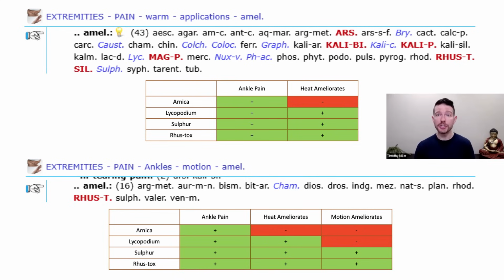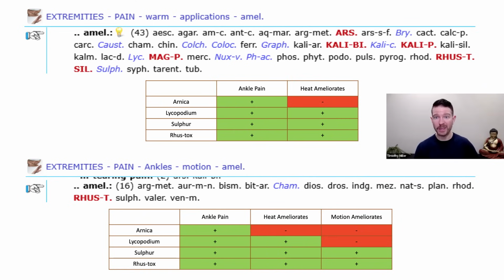So this is an additional rubric that we can use. And this rubric only has 43 remedies in it, right? That's a lot better than 255. Now we're going somewhere, okay? Another symptom that the person has is, again, something that makes it better, something that ameliorates: warm applications. So now look, arnica, lycopodium, sulfur, and rhus tox were all present in that previous rubric.